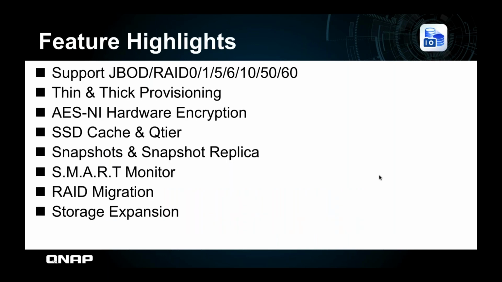however you choose. So some of the feature highlights of our storage management software: you can choose a JBOD, or you could choose RAID 0, RAID 1, 5, 6, 10, or even 50 and 60. We support thin or thick provisioning when you set up your volumes or LUNs. We support AES-NI hardware encryption. We support SSD cache and Q-tier. And snapshots, as well as snapshot replica. We'll go into the difference between those two later. And we have smart monitoring of your disk health so that you can see if there's a problem and maybe replace your disks before they go bad. And we support RAID migration or storage expansion.